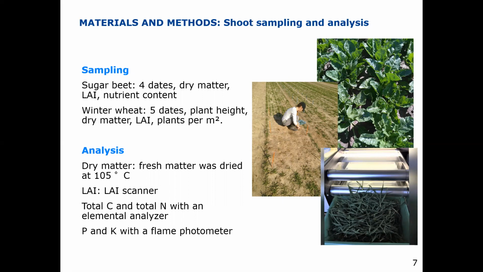In the case of sugar beet, for the sampling dates 2 to 4, the root and shoot samples were milled, sieved, and analyzed for total carbon and nitrogen with an elemental analyzer, and for phosphorus and potassium with a plate photometer.